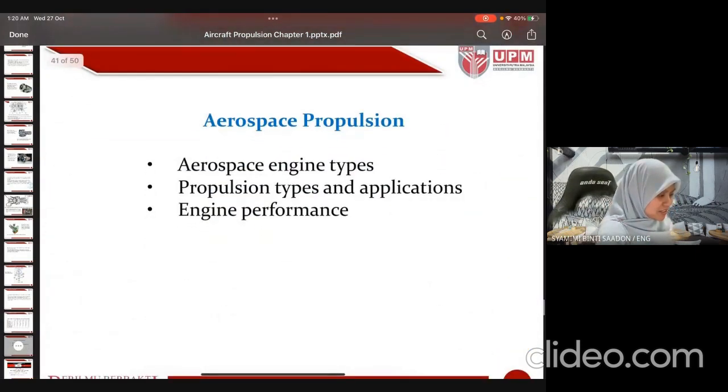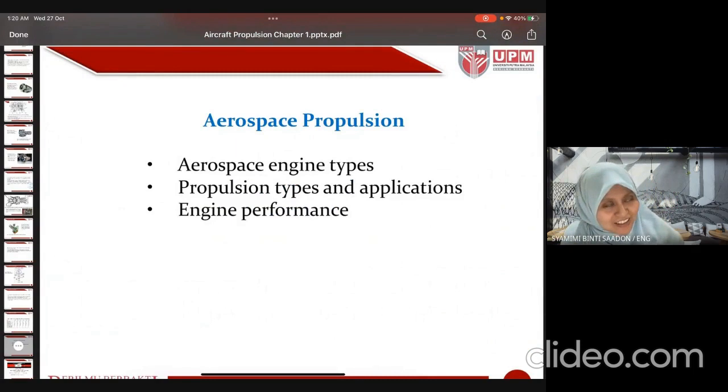These are the important parts. The last 10 slides are the most important, because I'm going to introduce to you some of the performance parameters that you are going to use several times. The performance parameters.